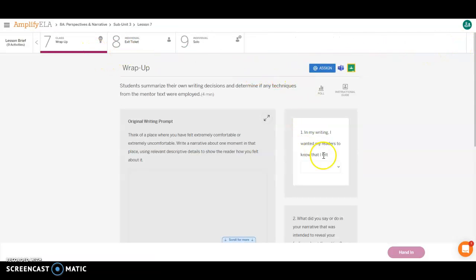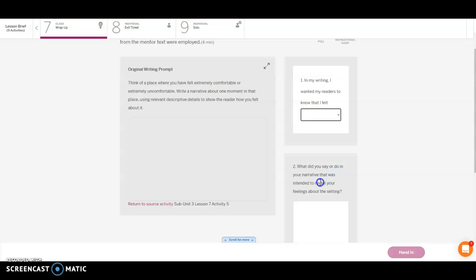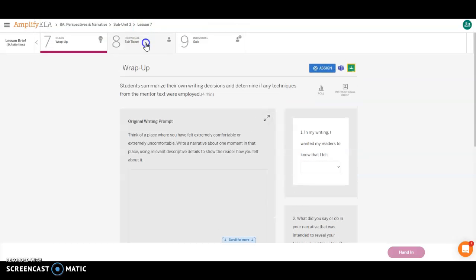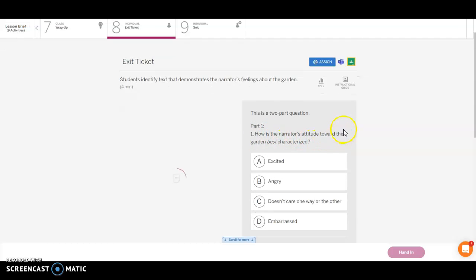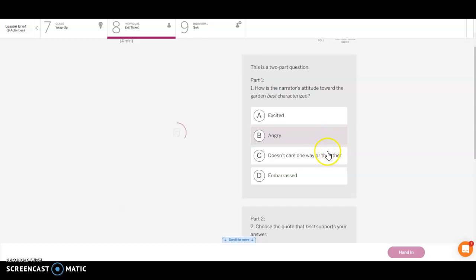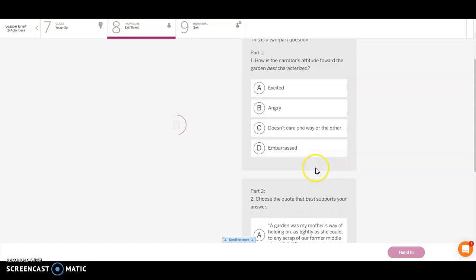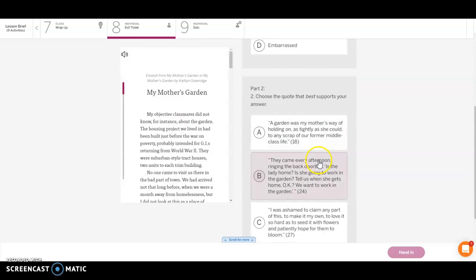Number 7, the wrap up, it says, in my writing, I wanted my readers to know that I felt comfortable or uncomfortable. And then what did you say or do in your narrative that intended to reveal your feelings about the setting? Then you're going to go to number 8 and answer, how is the narrator's attitude toward the garden best characterized? Is she excited, angry, doesn't care one way or another, or embarrassed? And then you're going to choose the quote that best supports your answer.